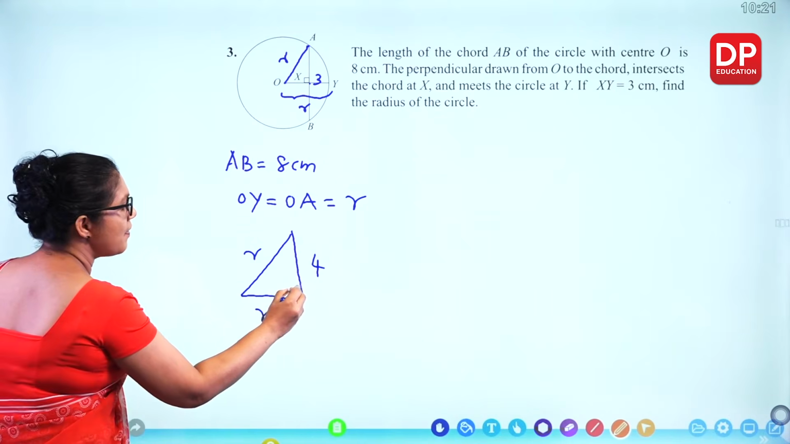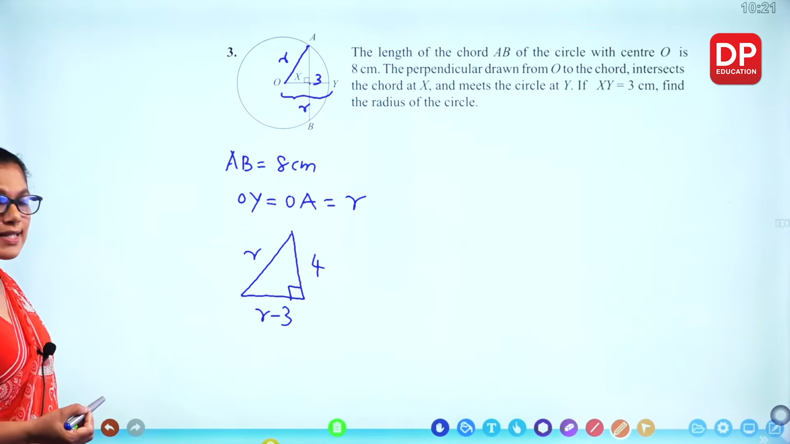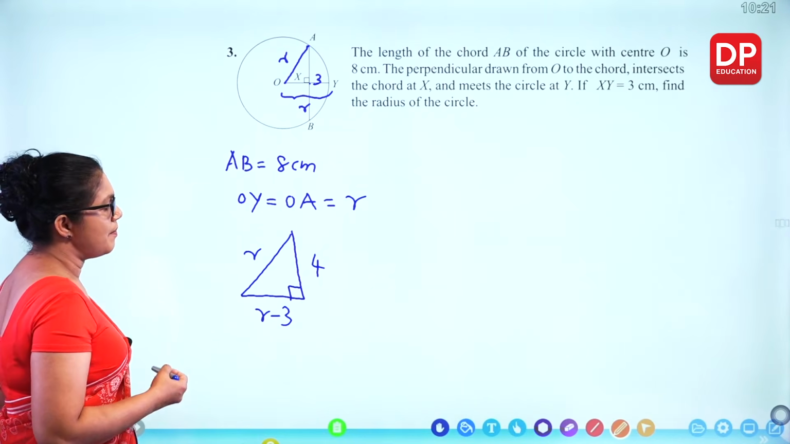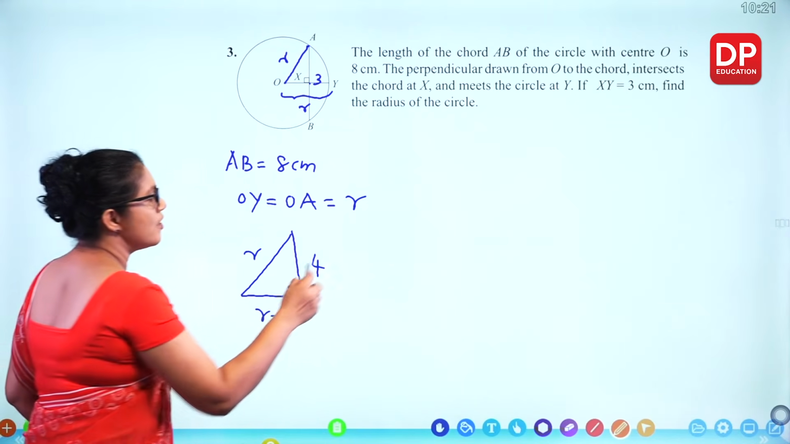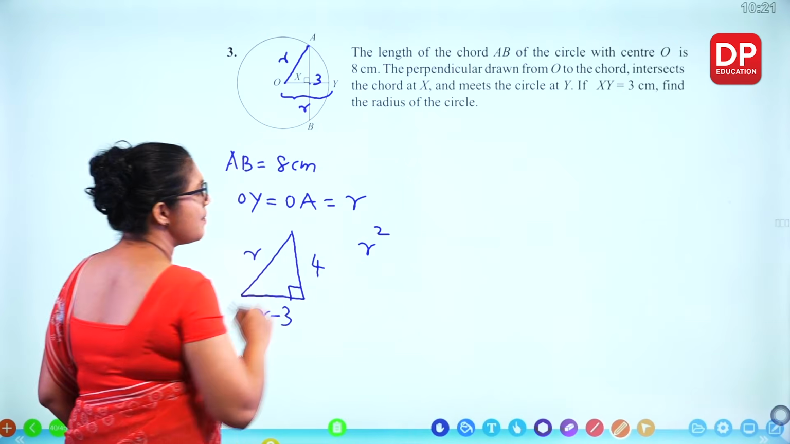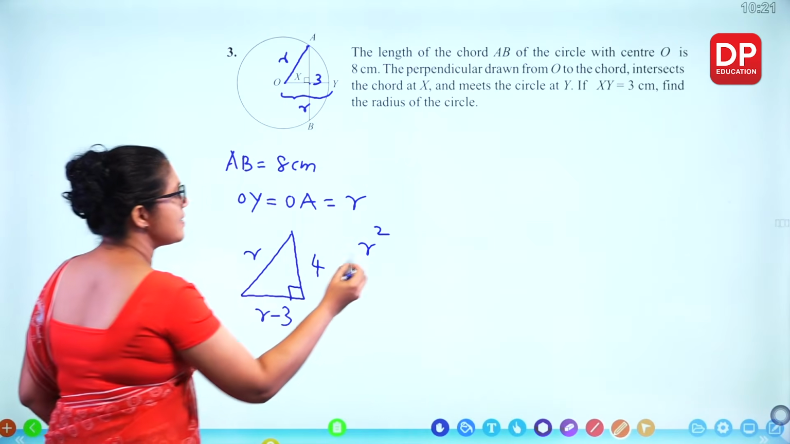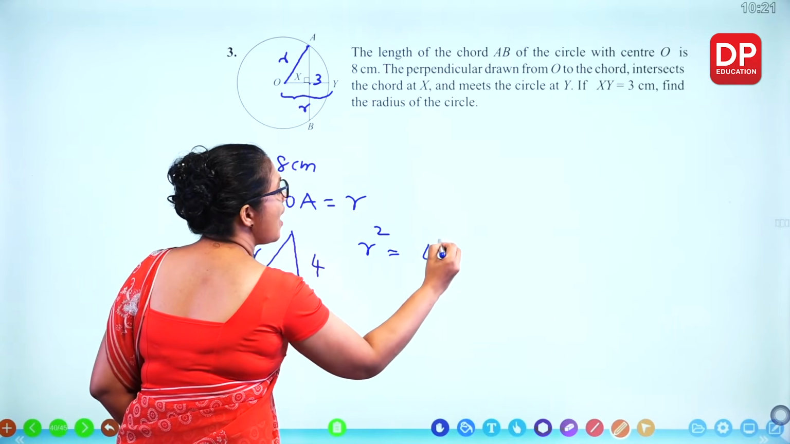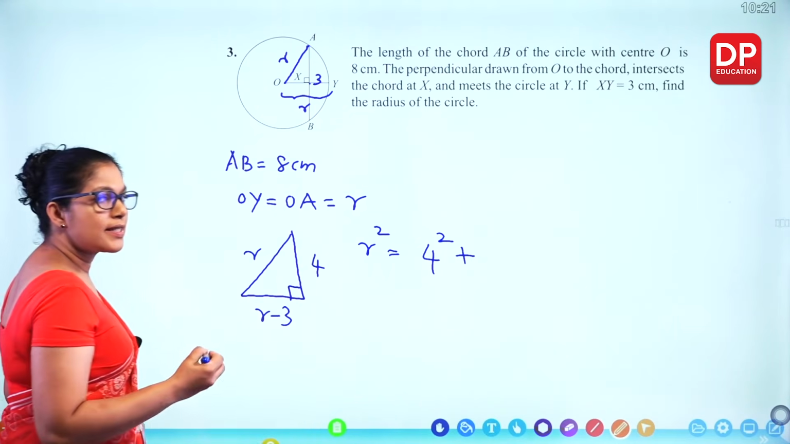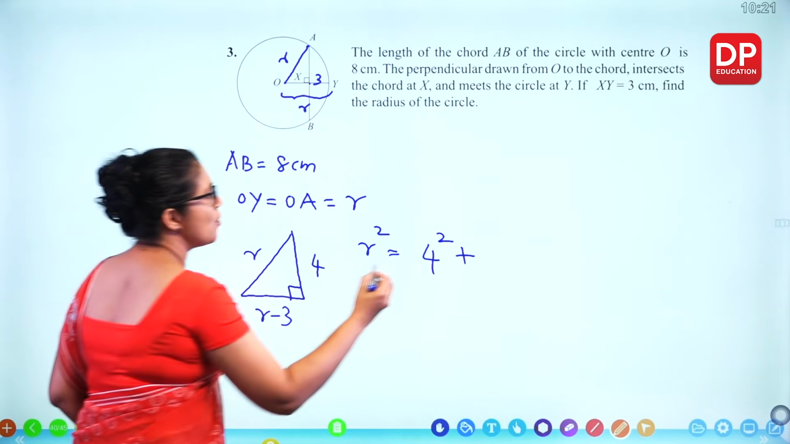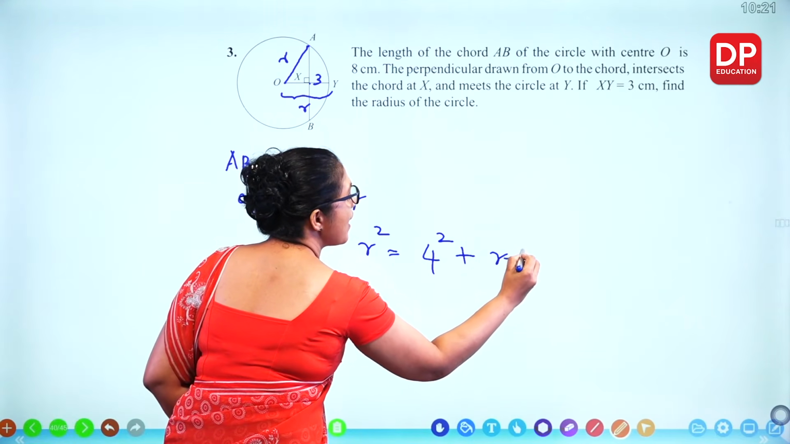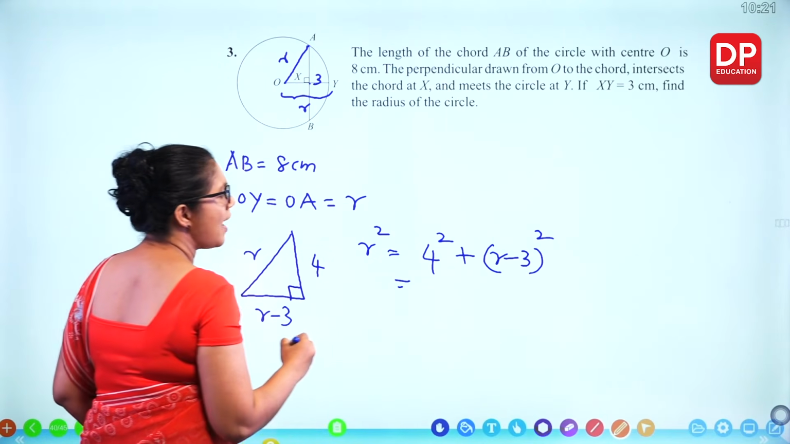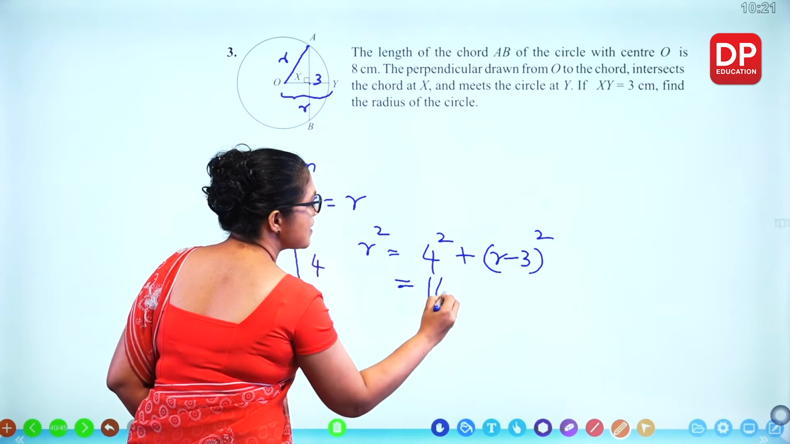So when you look at this triangle, it's a right angle triangle, so you can use Pythagoras theorem to find out R. According to Pythagoras theorem, the hypotenuse squared is equal to the sum of square terms of the other two lengths. So 4 squared plus (R minus 3) squared.